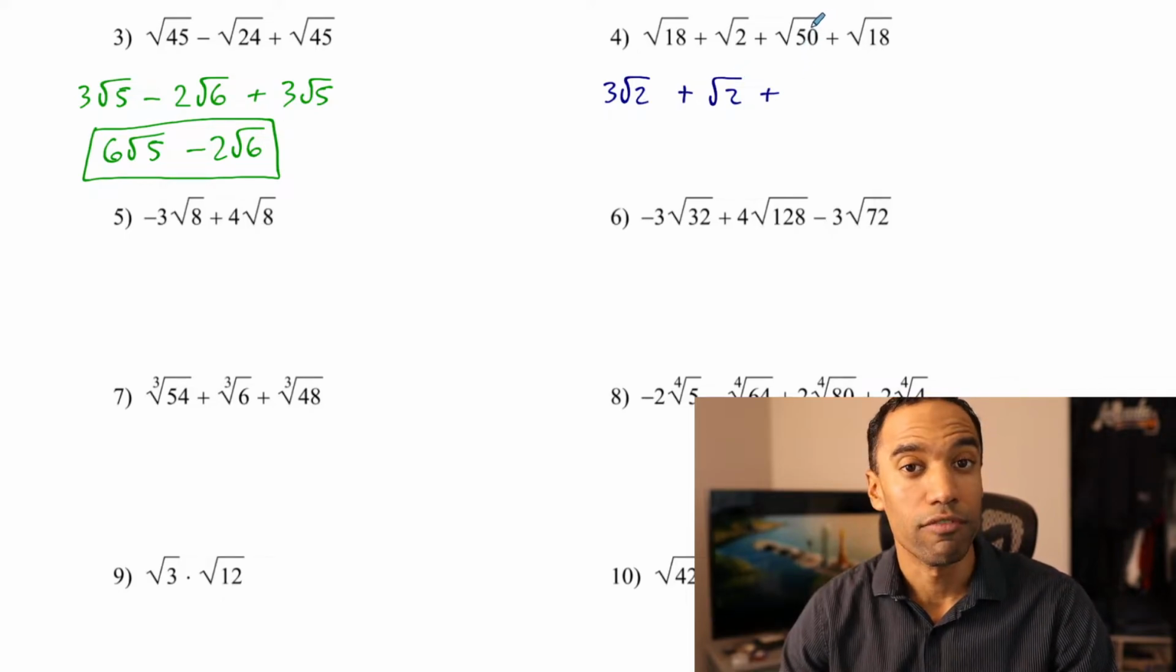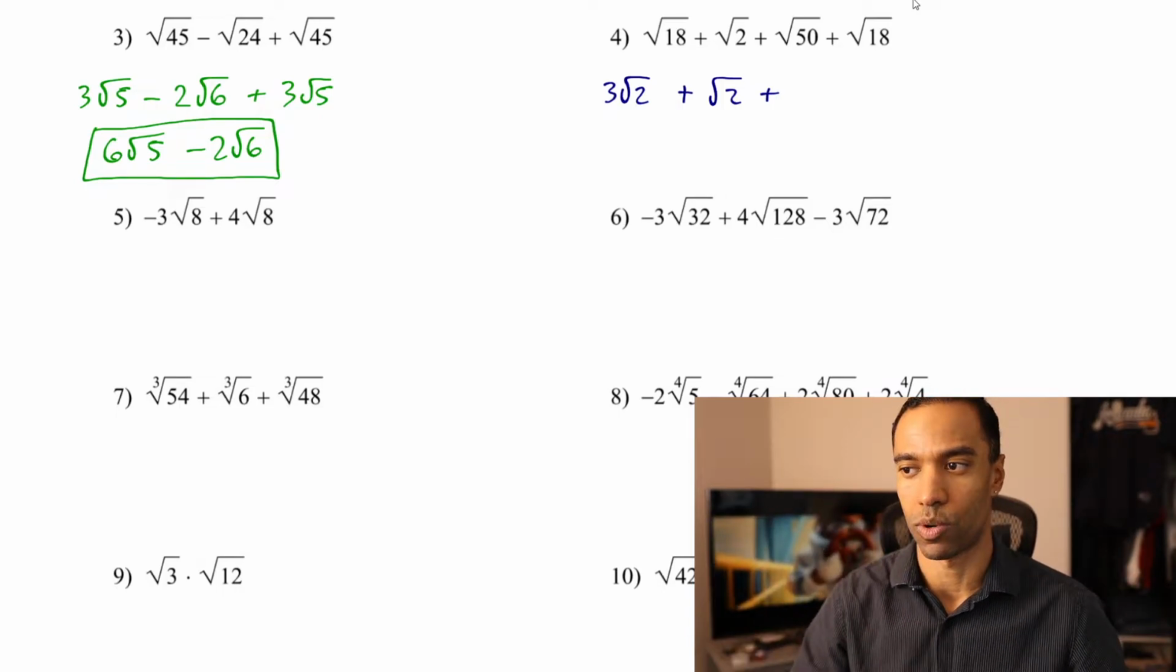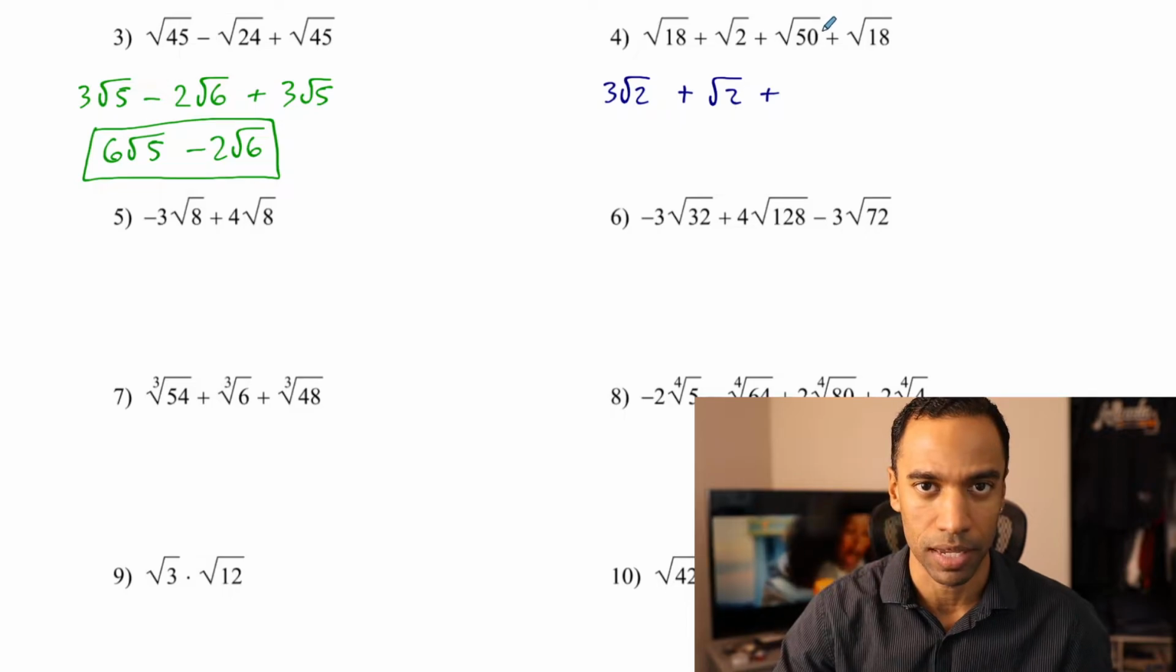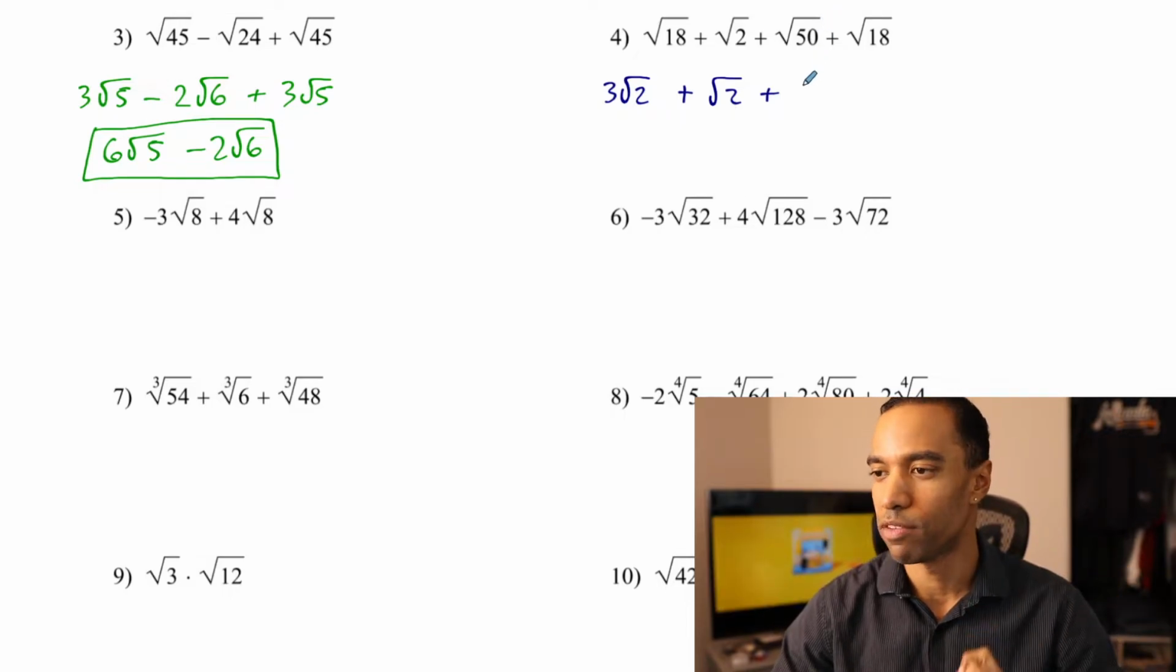Plus 25. So what I'm doing is I'm trying to find perfect square factors, the largest perfect square factor that I can. 25 happens to be it, as long as 50 is not a perfect square. 25 times 2 is 50. Root 25 is 5 times root 2, yes.